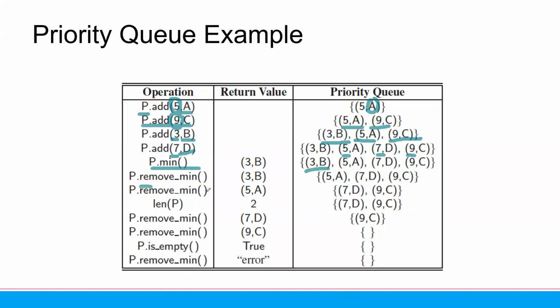If I want to remove the minimum, it means I want to serve. Like in the queue, if we want to remove, it means the person will go to the server, or the person will get the service. So I will remove the 3B. So we have the remaining items, 5A, 7D, and 9C. If I want to remove the minimum again, then I will remove the 5A. And if I want to check the length, then there are 2. If I want to remove the minimum, 7D, and again the minimum, it is 9C. And if I check is empty, yes, it is true. And if I want to remove the minimum, it is an error.